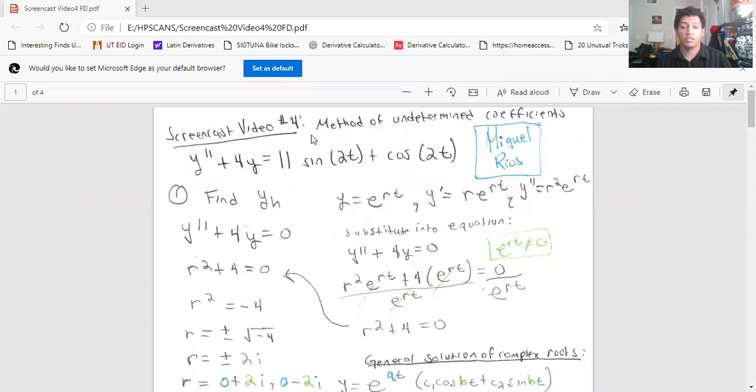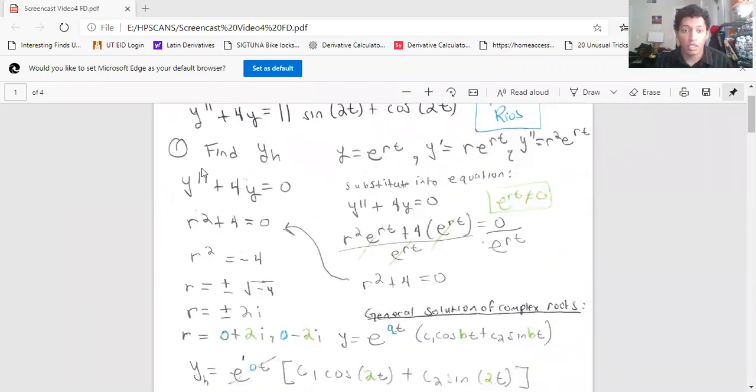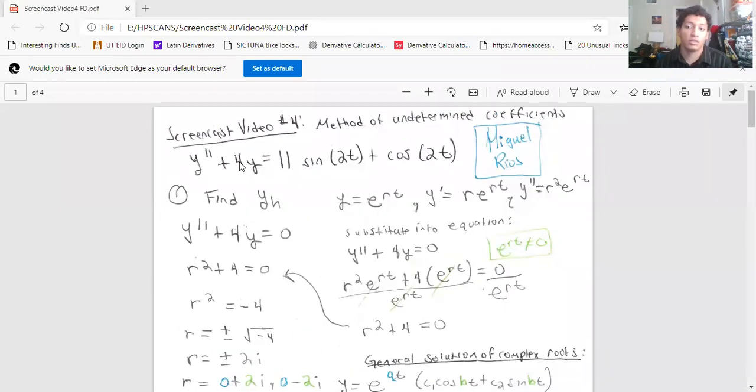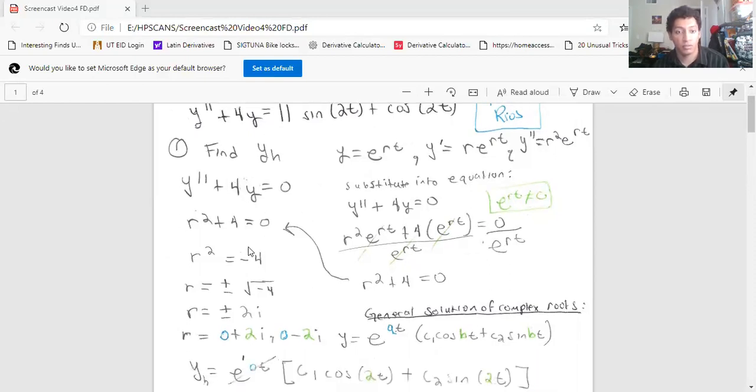So this video is about the method of undetermined coefficients. Right here we have a second order linear non-homogeneous differential equation. Over here we're going to find a homogeneous solution, which I call y sub h, or it could be called a complementary solution. To find that, you just take the left half of the equation and set it equal to 0. So I got y double prime plus 4y equals 0.